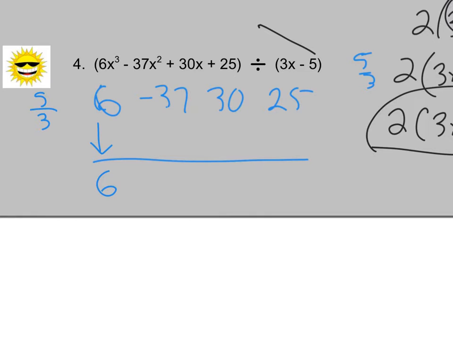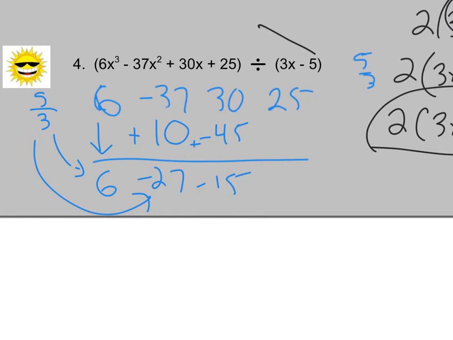6 times 5/3 is actually going to be 10. So when I add that, it's negative 27. So negative 27 times 5/3 is going to be negative 45. When I add that, that's negative 15 times 5/3 is going to be, sorry, I want 15. And that's going to be negative 25, which will be 0. So there's one factor.